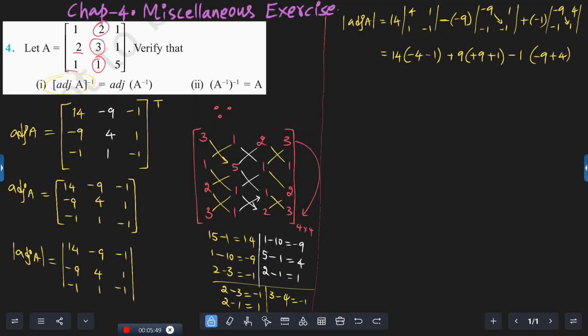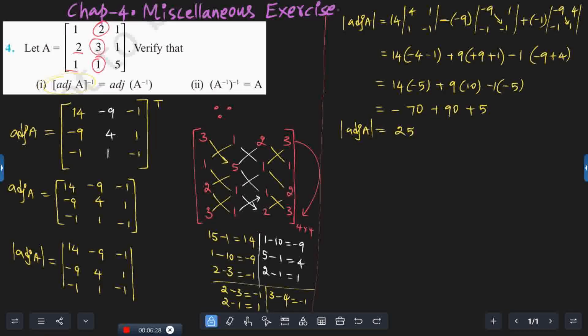Okay. Now what it will be? 14 into minus 5 plus 9 into 10 minus of minus 5. Minus of minus 5, now simplified as a plus and minus. 14 5s are 70, 9 10s are 90, minus and minus plus 5. So what I'm getting is 25. 25 is my adjoint of A. Okay, adjoint of A is equal to 25 we are getting.